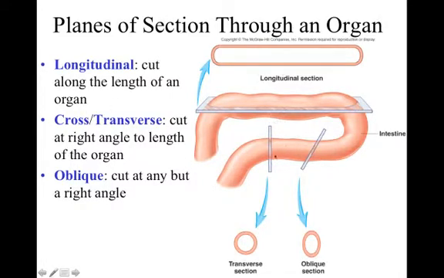The cross or transverse cut is going at a right angle to the length of the organ, right here, and then oblique is again at any angle other than a right angle. Questions on the body planes?